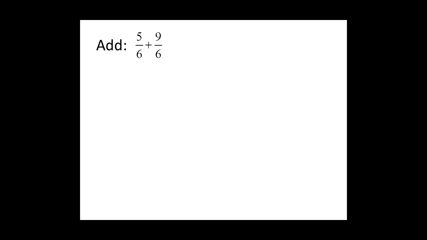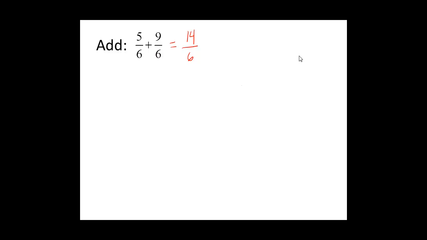Add 5/6 plus 9/6. The denominators are the same, so we add the numerators. 5 plus 9 is equal to 14, and keep the denominator of 6. We can simplify this, and you always want to check to see if you can simplify your answer. You never leave a fraction that is unsimplified.